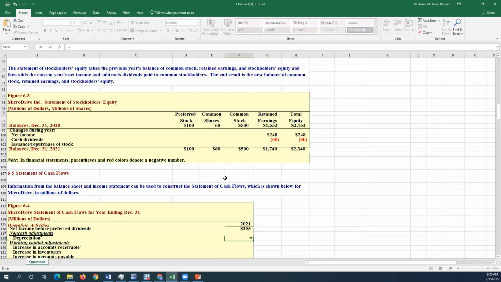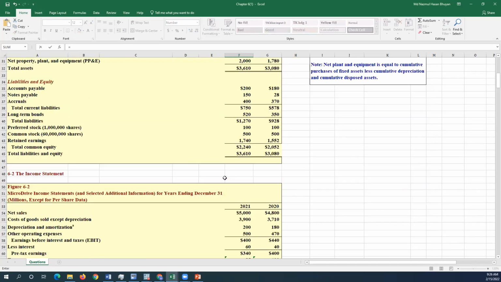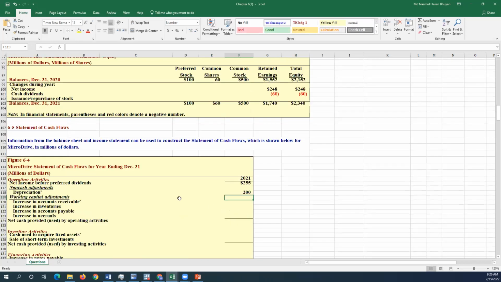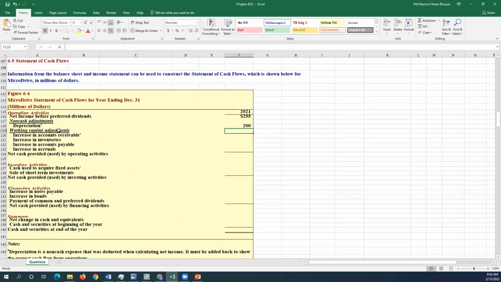Now, depreciation reported in the income statement for the year 2021 is 200. Next, increases in the current assets account and the increases or decreases in the current liabilities accounts.